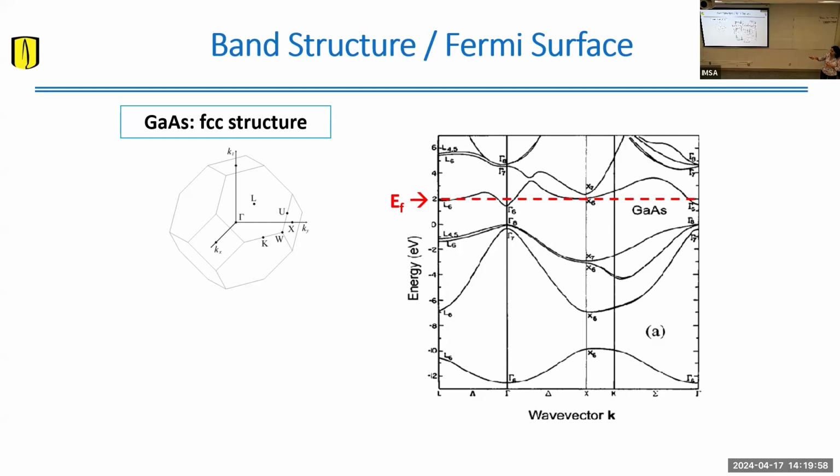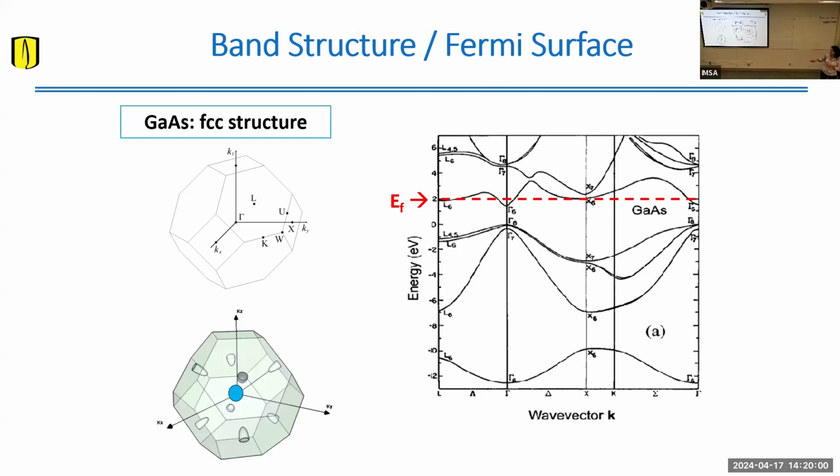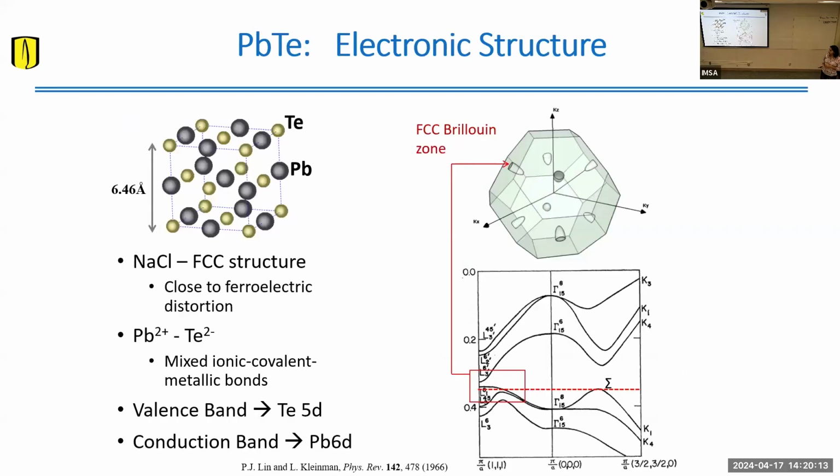And you can visualize these in this FCC Brillouin zone as pockets that go in these L points and the gamma points here. So you don't have a sphere anymore. You have these different pockets that are oriented differently in different regions of space. So the structure of gallium arsenide is very similar to the one of lead telluride, which is the interesting compound that Greg was mentioning earlier.